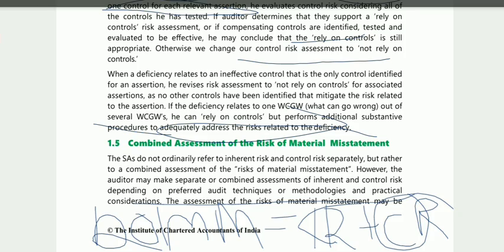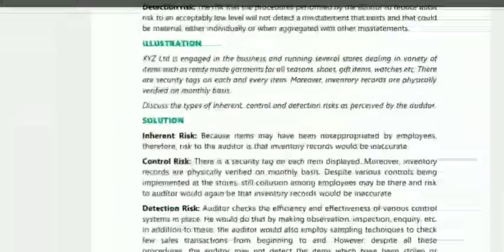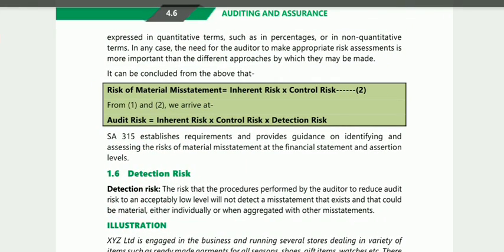Then they are saying the assessment of risk of material misstatement may be expressed in quantitative terms such as in percentages or in non-quantitative terms. In any case, the need for the auditor to make an appropriate risk assessment is more important than the different approaches by which they may be made. It can be concluded from the above that risk of material misstatement equals IR and CR. Now audit risk equals IR into CR into detection risk.